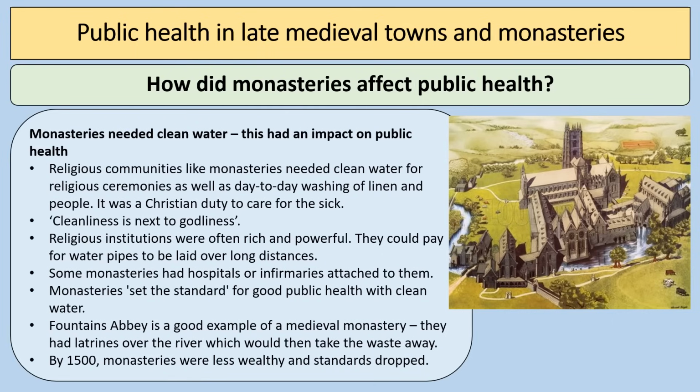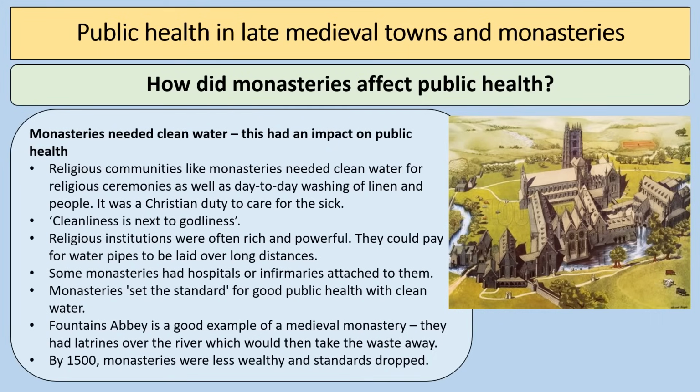Some monasteries had hospitals or infirmaries attached to them. And there is evidence of some basic understanding of healthcare in that these infirmaries were kept away from the main monastery buildings, so an idea of keeping ill people isolated. So monasteries very much set the standard for good public health during this time. In Fountains Abbey, for example, they had the latrines positioned over the river, which would then flow and take the waste away.